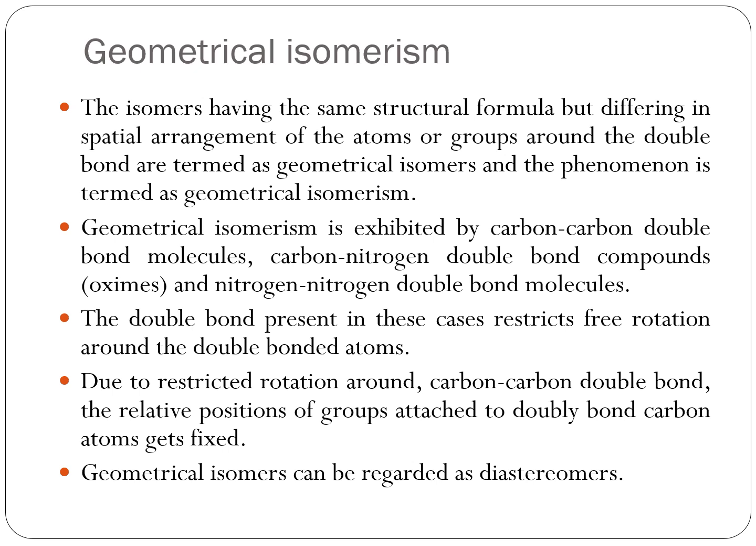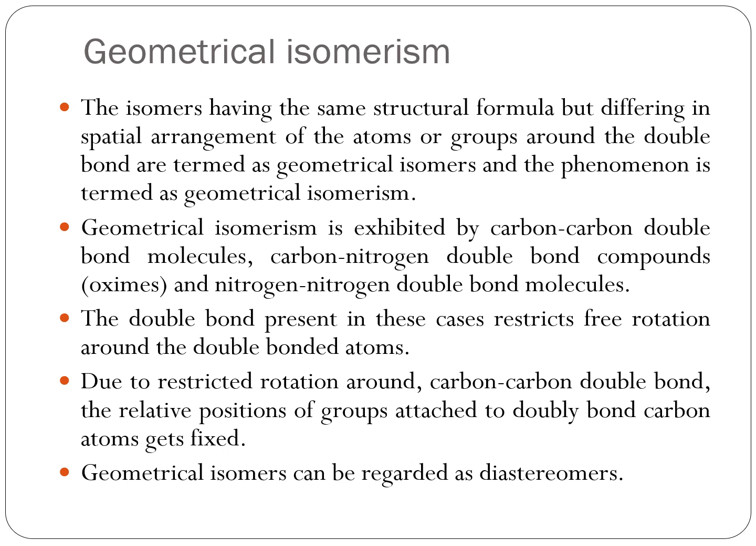Geometrical isomerism means the isomers having the same structural formula but differing in spatial arrangement of the atoms or groups around the double bond are termed as geometrical isomers, and the phenomenon is termed as geometrical isomerism. The geometrical isomerism is based on the double bond: rotation of molecules or atoms, or arrangement of atoms or groups around the double bonded carbon atoms is known as geometrical isomerism.